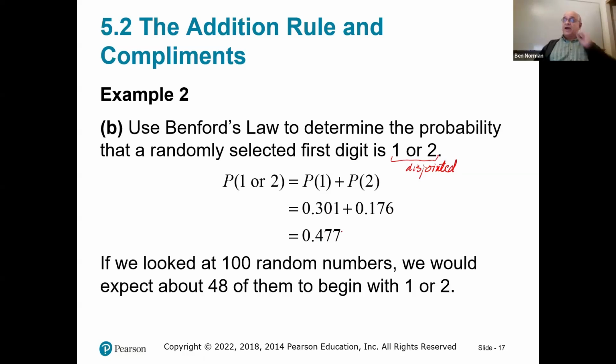If we looked at 100 random numbers, we would expect about 48 of them to begin with either a 1 or a 2. If we grab a newspaper or a magazine, or look at an economics article online, and randomly select 100 of those numbers, we would expect about 48 of them to begin with a 1 or a 2.